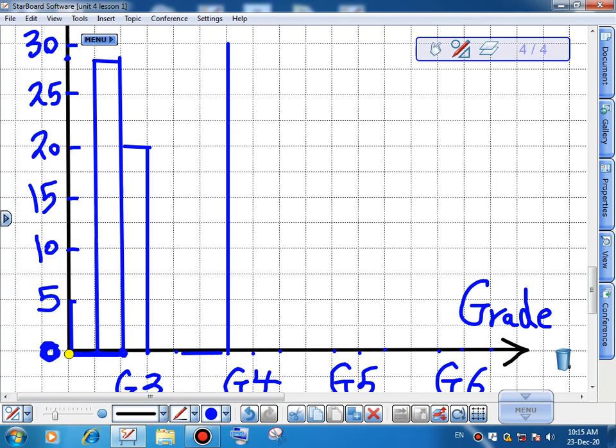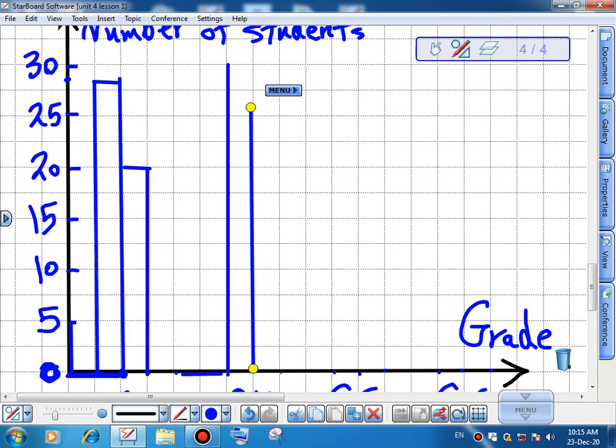After this point, we go from 0 to 26, like this. After that, we close the bar graph. The first one was 30. We draw another one, a double bar graph. So we call it a double bar graph. We have two types of information: number of boys and number of girls. So we use the double bar graph.